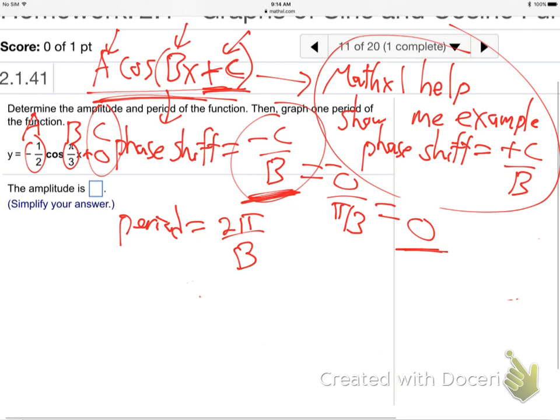That's always C. C is 0, so the phase shift, which is C over B, has a 0 on the top, it's just 0. The period is 2 pi over B, and B is pi over 3. So grab that and flip it up, right? Whenever we have a fraction on the bottom of a fraction, 2 pi times 3 over pi, it flips upside down like that.